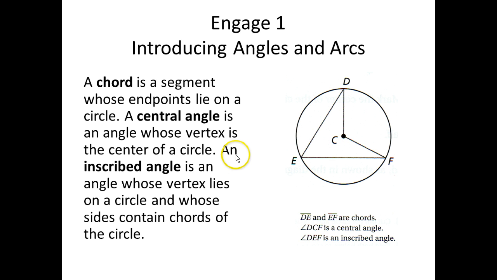An inscribed angle is an angle whose vertex lies on a circle and whose sides contain chords of the circle. So for example, an inscribed angle would be angle DEF, since the vertex lies on the circle itself and the sides contain chords of the circle. We already said that DE and EF are chords of the circle.